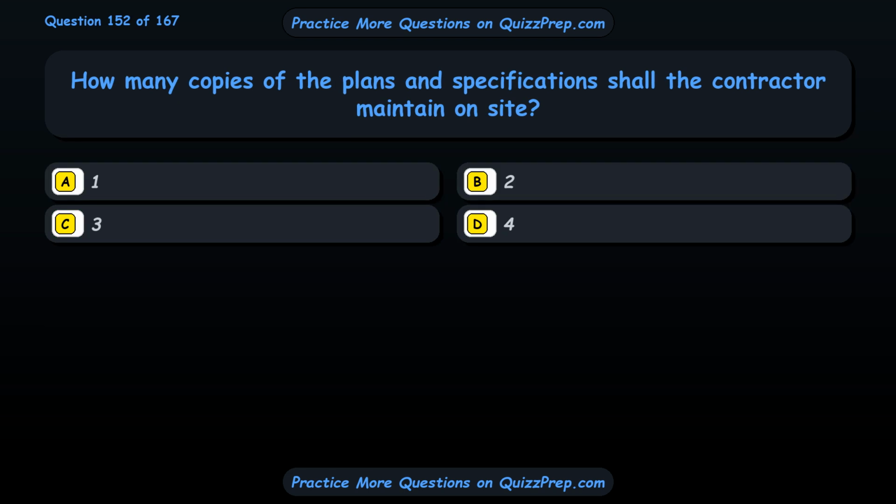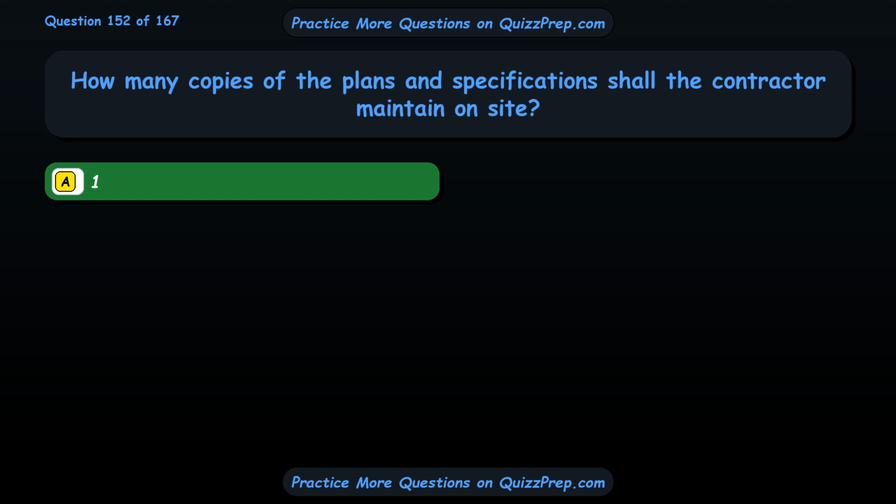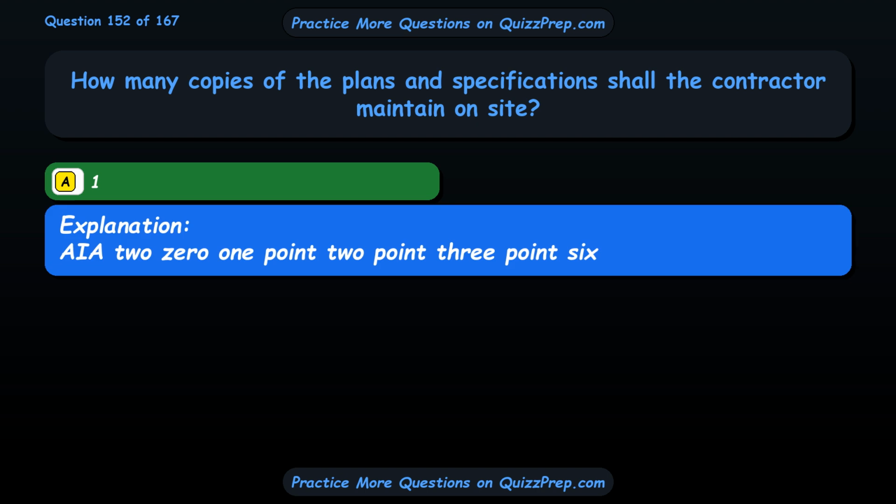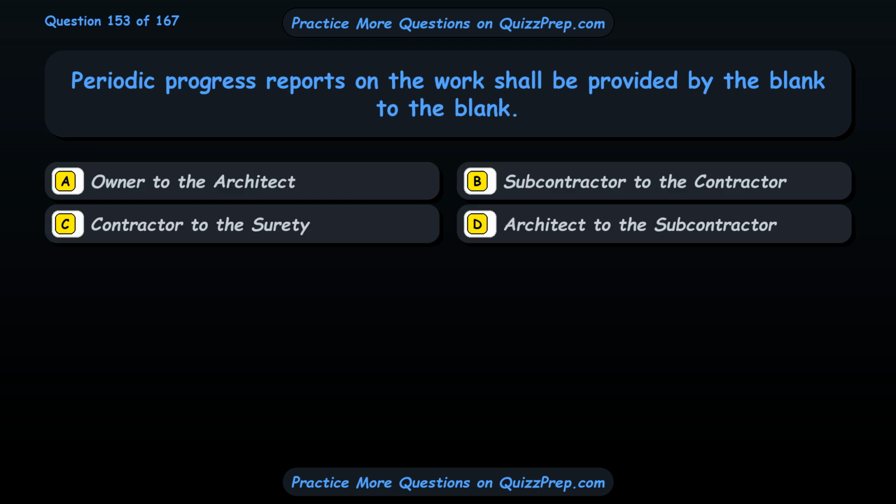Question 152. How many copies of the plans and specifications shall the contractor maintain on site? Option A, 1. Option B, 2. Option C, 3. Option D, 4. The correct answer is option A, 1. AIA 201, 2.3.6.